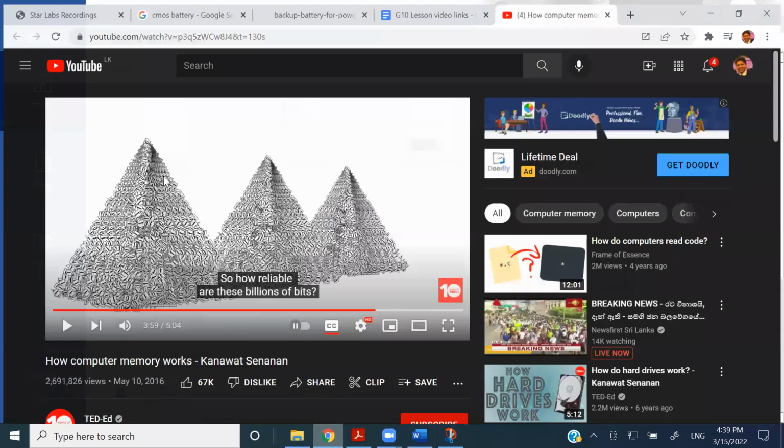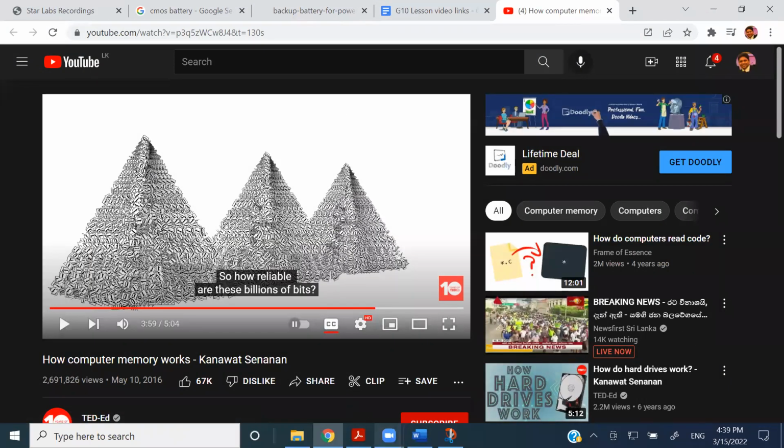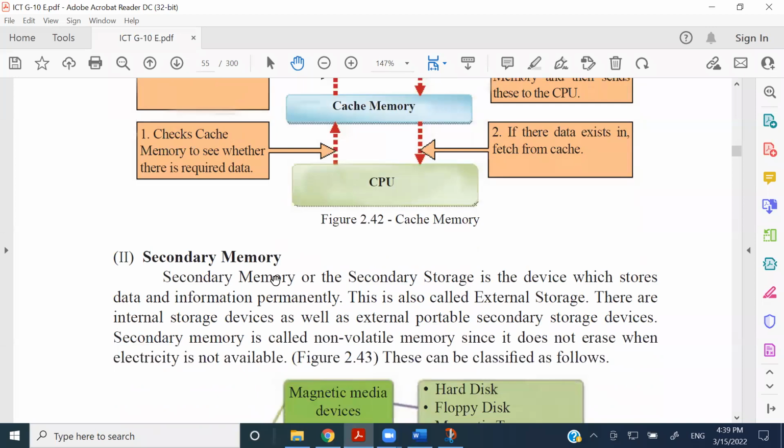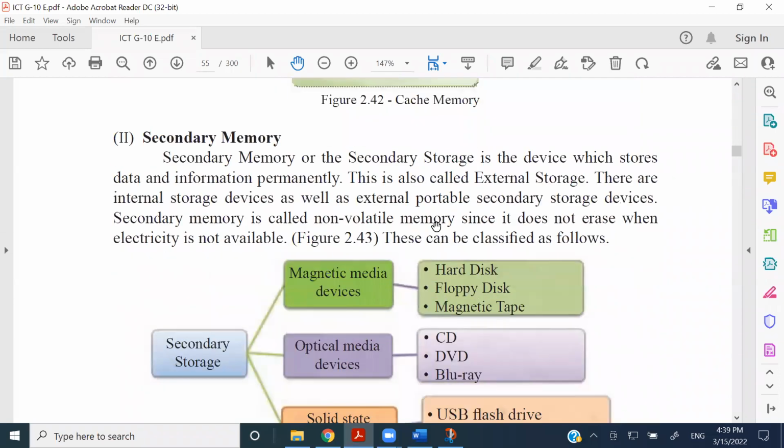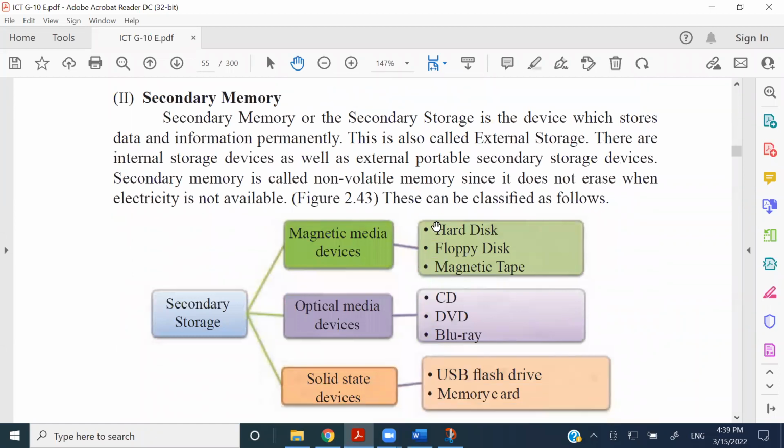So let me show you. Let's discuss this a little, and we'll come to another short video regarding these CDs and DVDs, how they store the data inside. So when it comes to secondary memory, there are three types of secondary storage: magnetic media, optical media, and solid state devices.